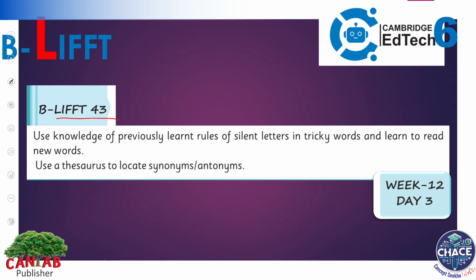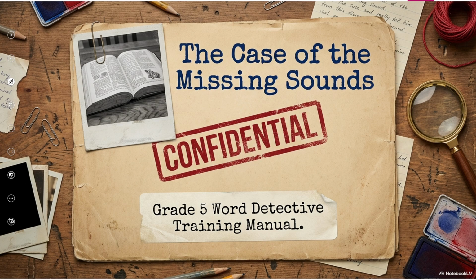We have belief number 43, in which we have to use knowledge of previously learned rules of silent letters in tricky words and learn to read new words. And secondly, we have to discuss using a thesaurus to locate synonyms and antonyms.